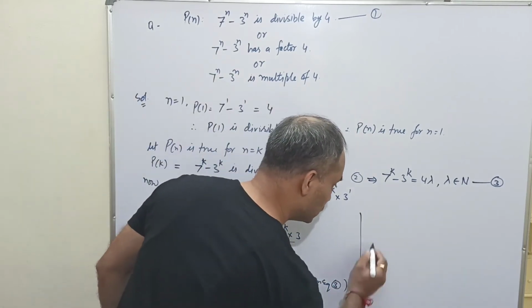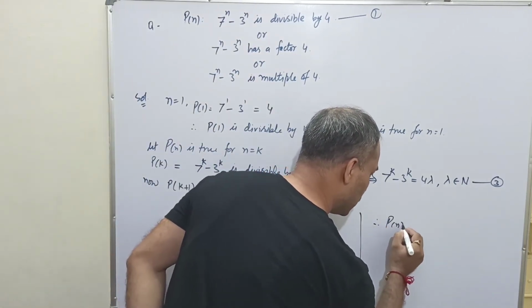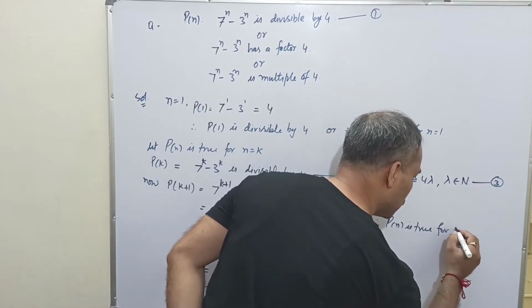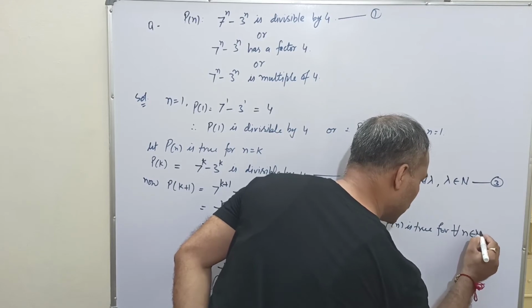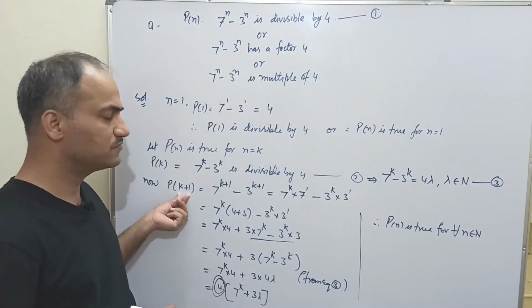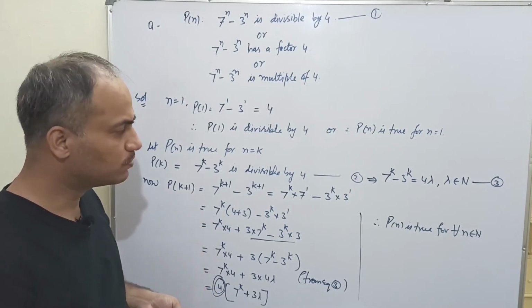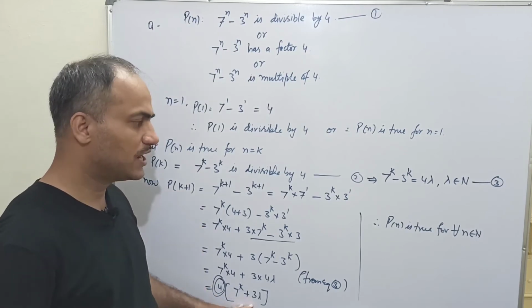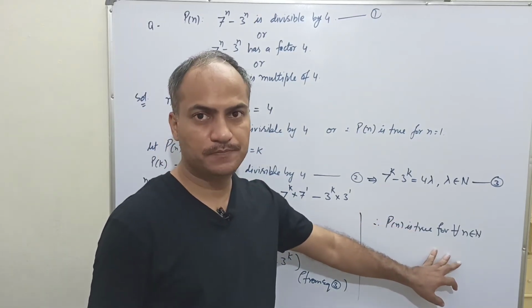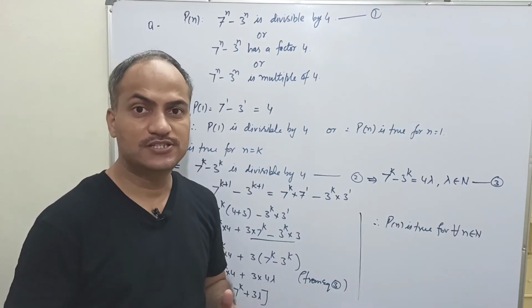So here we can say therefore P(n) is true for all n belongs to N. Some students write after this step that P(k+1) is true. You can write, no problem, there is no issue. You can also write that P(k+1) is true, and after that you can write this statement. Fine. I hope the method is clear to you.